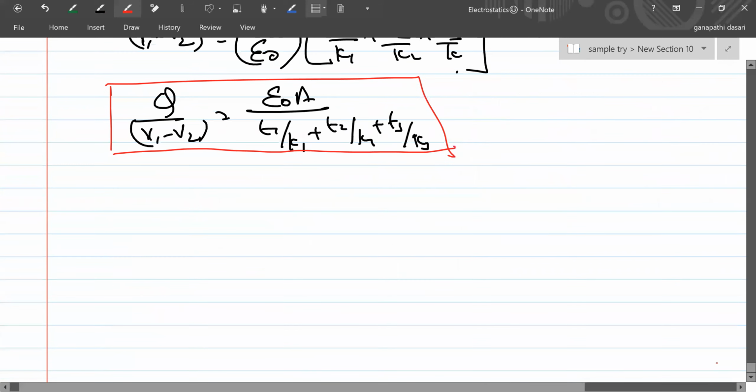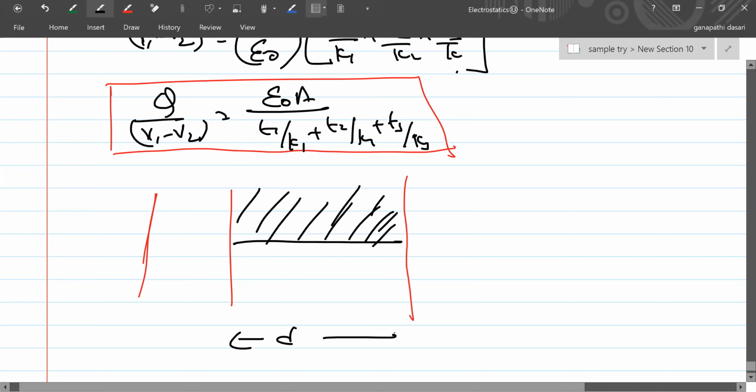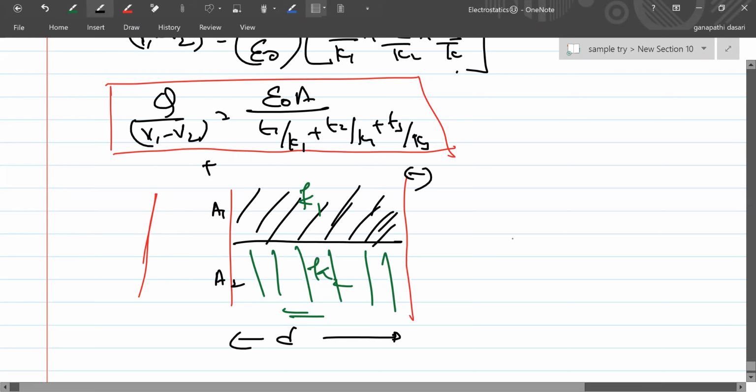Then, if an arrangement is given of this sort, the distance between the plates is D, and this area is divided into A1 and A2. This is the positive plate and this is the negative plate, and this is of dielectric constant K1. This is of dielectric constant K2. Then the formula will be like this.